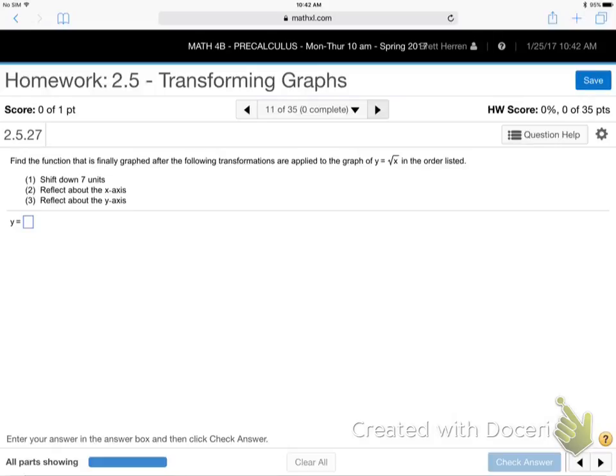Number 11. All right, so we're going to start with y equals square root of x. All right, you ready? Here we go. Part 1: down 7. Go ahead. Do something to that equation to make it go down 7.